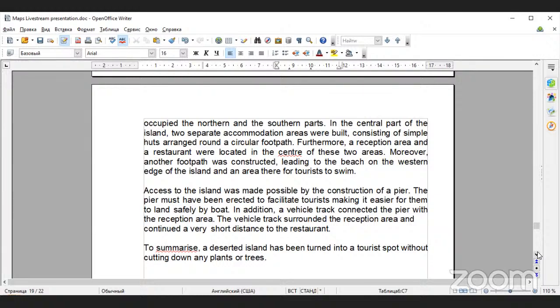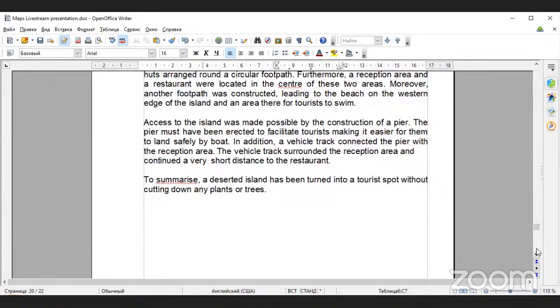In addition, a vehicle track connected the pier with the reception area. The vehicle track surrounded the reception area and continued a very short distance to the restaurant. To summarize, a desert island had been turned into a tourist spot without cutting down any plants or trees. Okay, that was 2018.